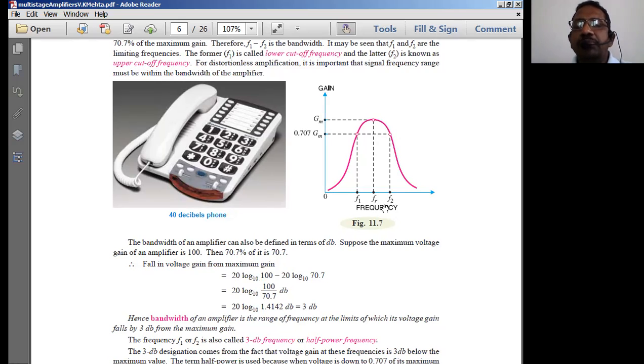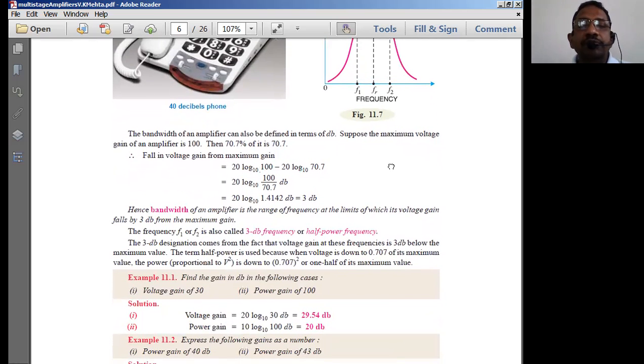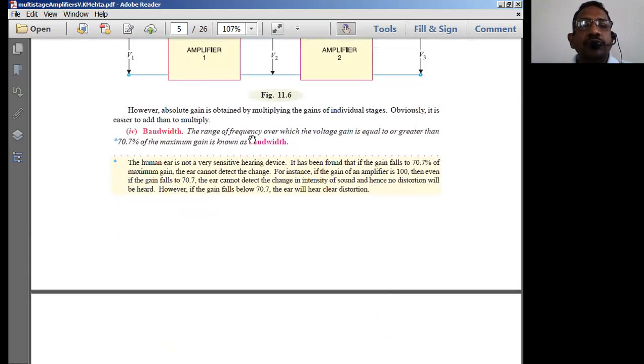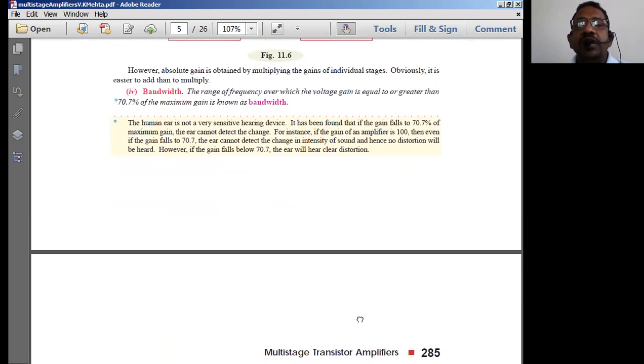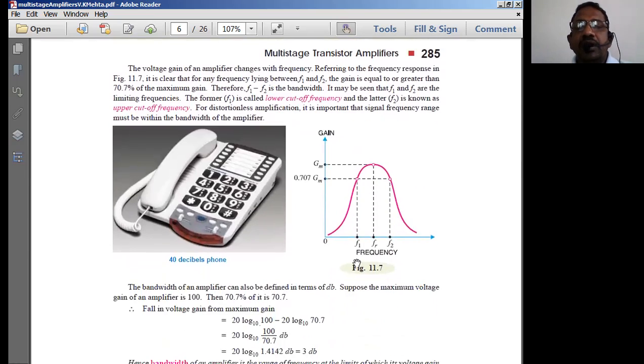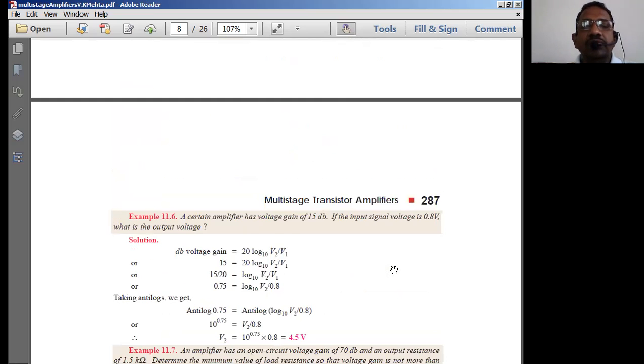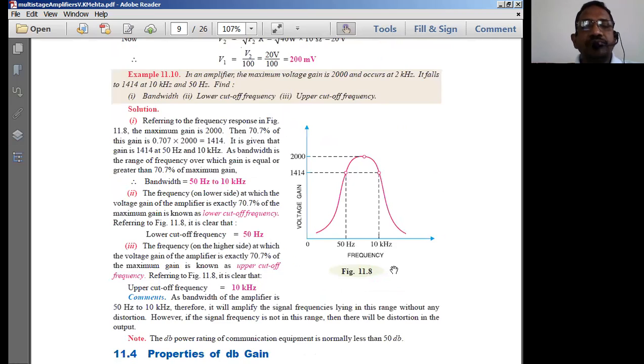So what is the bandwidth of this amplifier? It is F2 minus F1, over the range of the 3 dB gain. At this value, we are getting the gain something like this. Therefore, how do we define the bandwidth of an amplifier? The bandwidth of an amplifier can be defined as the range of frequencies over which the voltage gain is equal to or greater than the 3 dB gain. So this is the definition of bandwidth, which is very important for amplifier circuits.